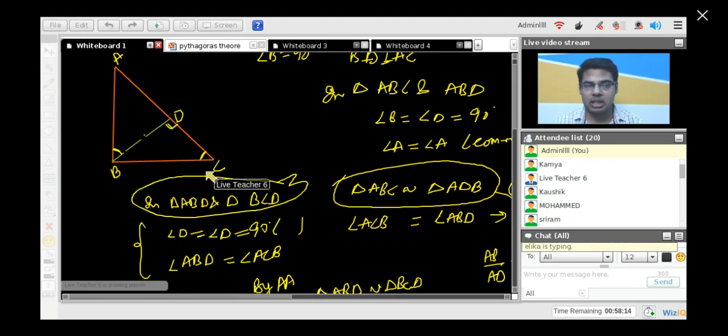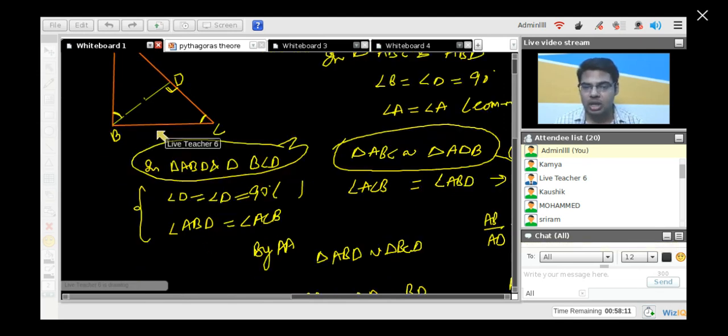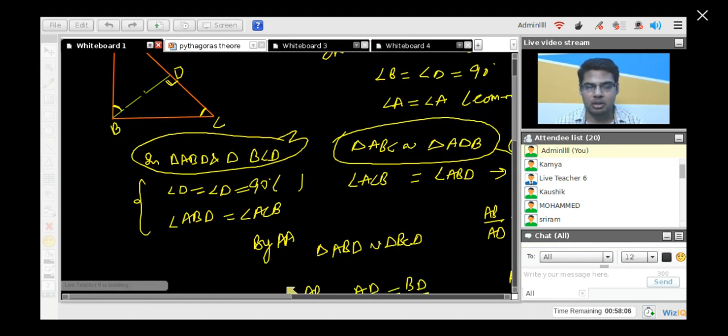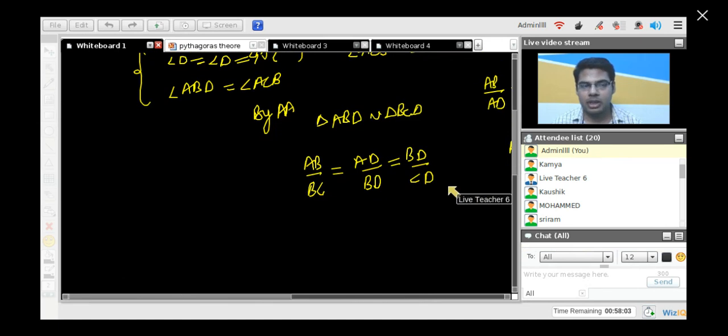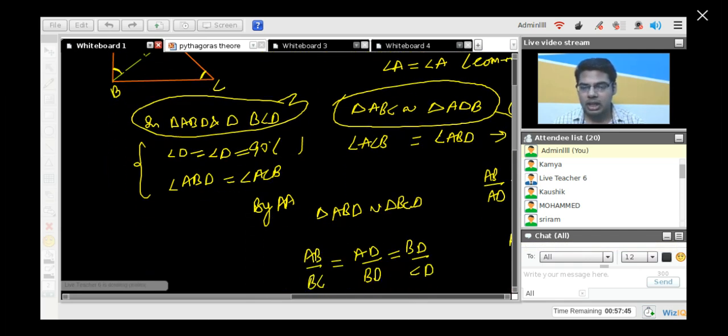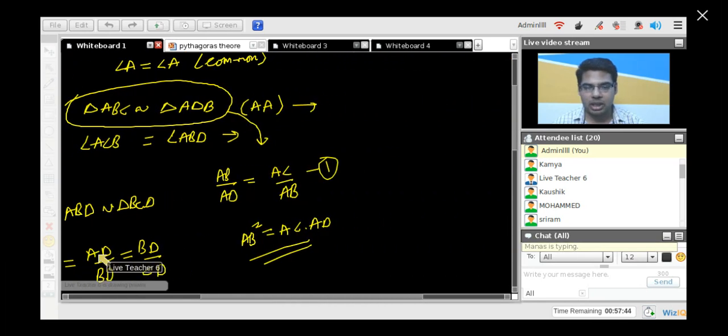Now we need either AC square or BC square. From this, how can we get AC square or BC square? These are the two triangles that we have proved as similar, so instead of that we would need these two triangles, that is the smaller triangle. Which one, Manas? AD by BD, or BD by AD? Okay, fine.